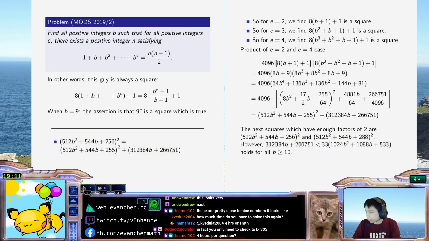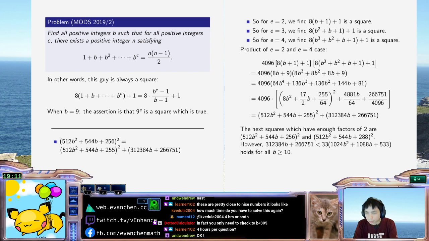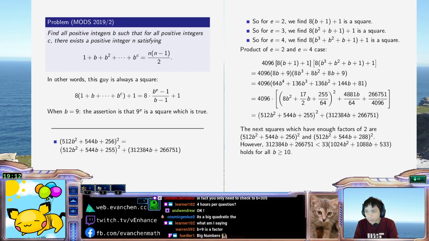So then I just have to solve this guy, and this is a linear equation. It has at most one solution. No, it's not a linear equation. Sorry, it's not linear. However, we'll rewrite it as 312,384b plus 266,751 is equal to twice 512b squared plus 1024b squared plus 1088b plus 511.